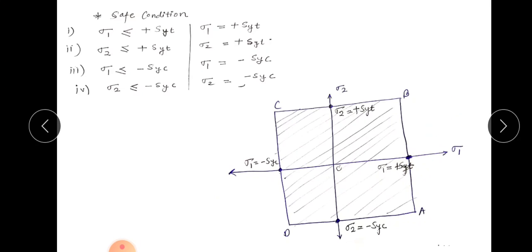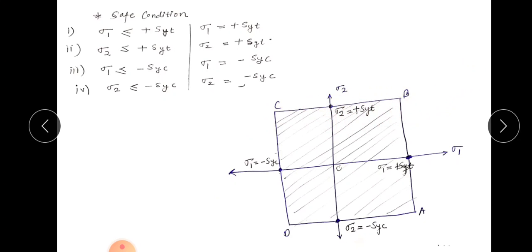So sigma 1 on the x axis is nothing but plus SYT. SYT will be some constant value, maybe 100, 200, 400 megapascal or something. Whatever the constant value is, you plot it over here and draw a line AB parallel to the y axis, or sigma 2 axis. Now similarly sigma 2 is equal to plus SYT. Since sigma 2 is on the y axis, you draw a line parallel to the x axis. You will get a line BC, which gives sigma 2 equal to plus SYT.